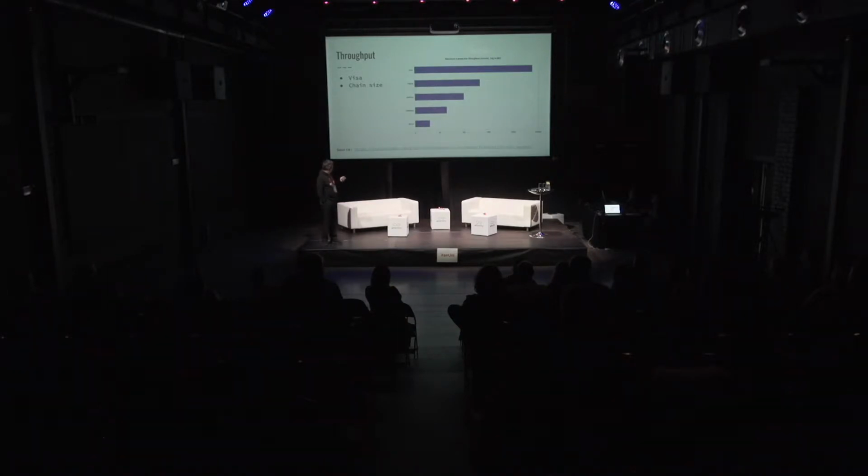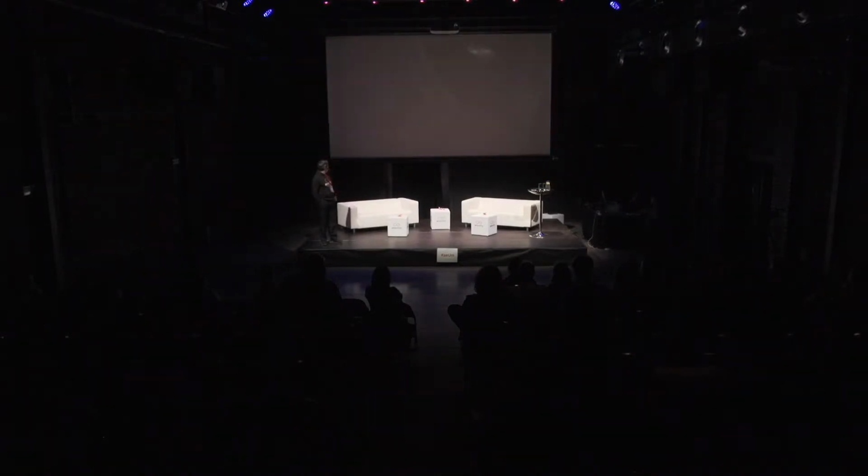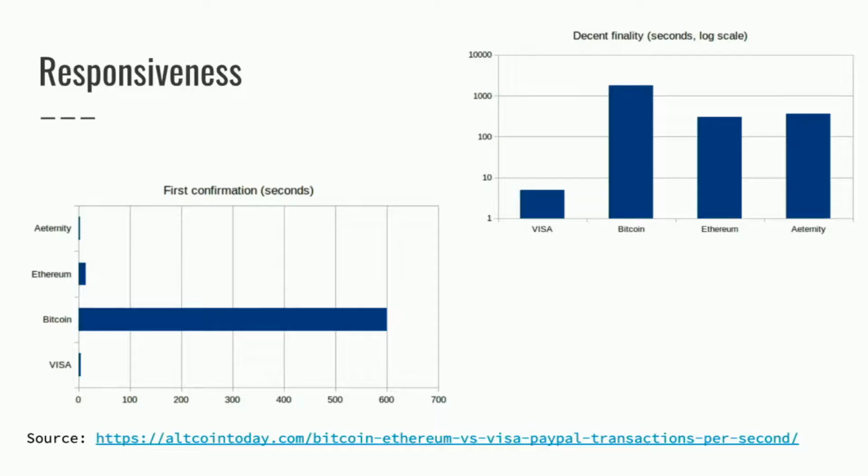You can see that aeternity is not bad as blockchains go. We have Bitcoin here at 7, basically Ethereum at 20, aeternity at 100. Woo! Almost PayPal class, and Visa out there. But we also have responsiveness.